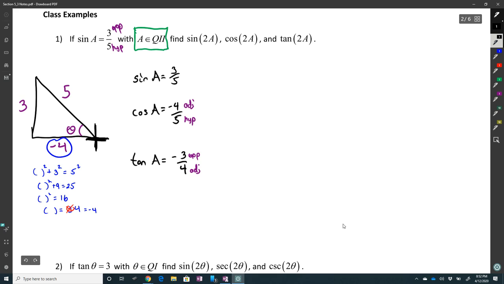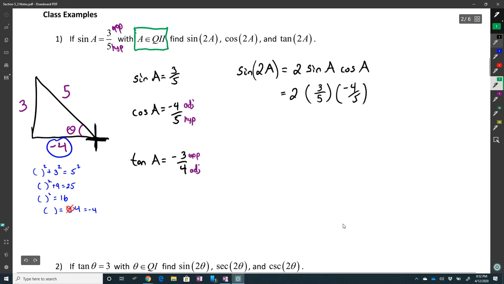The first one is sine of 2A. Remember, that's just going to be 2 sine A cosine A. Sine A is 3/5, cosine of A is negative 4/5. Now you can use your calculator, but remember that this is really 2 over 1, so it's top times top times top, bottom times bottom times bottom. That gives us negative 24/25. So there's sine of 2A.